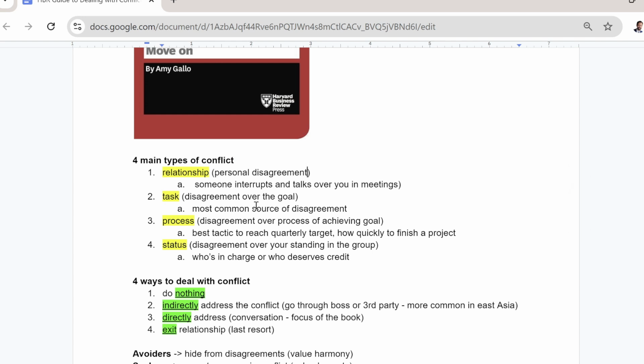Task conflict is a disagreement over the goal. This is the most common source of disagreement. In other words, you don't know what the objective is.